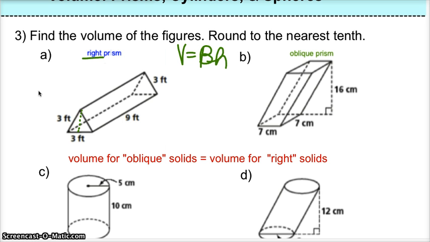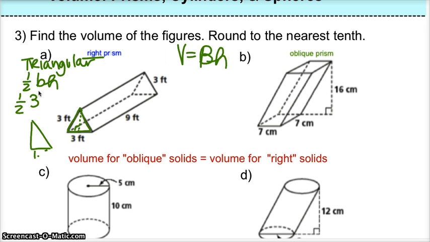We need to find the area of the base. This is triangular. Triangular prism, so I need 1/2 base times height. The base of that triangle is 3, but I don't know the height of it. I'm going to calculate its height. I did that on my calculator, and this is what it gave me.